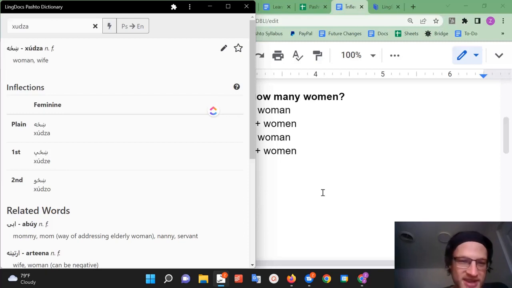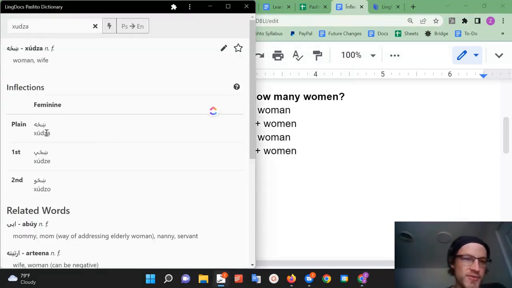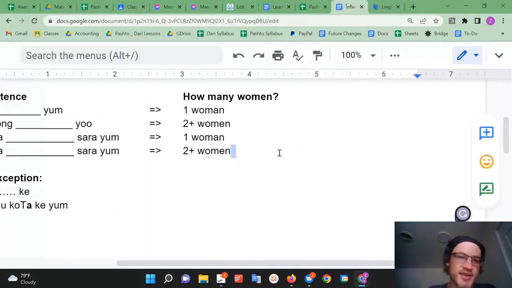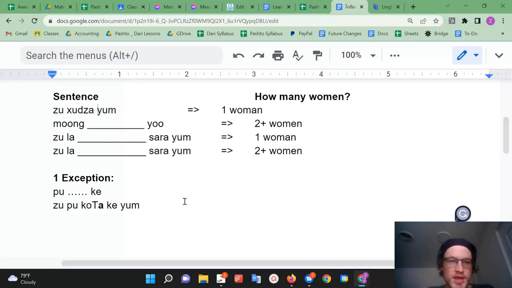All right, I'm going to trust that you've done it. So now let's do this together. Ze yum. There's no sandwich, one woman, so we just use the plain form, which is khaza. Ze khaza yum. I am a woman. Okay, all right, that was simple enough.